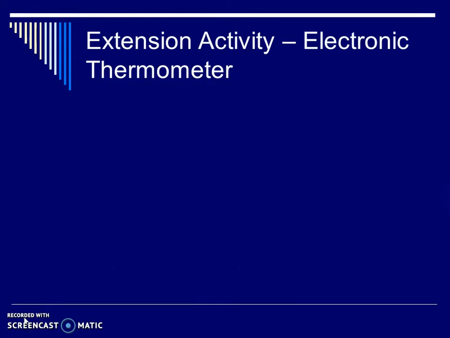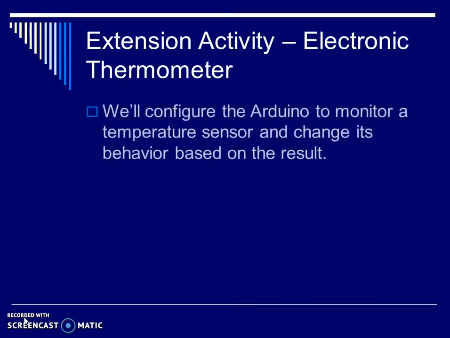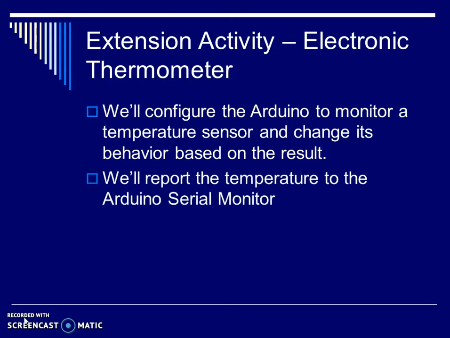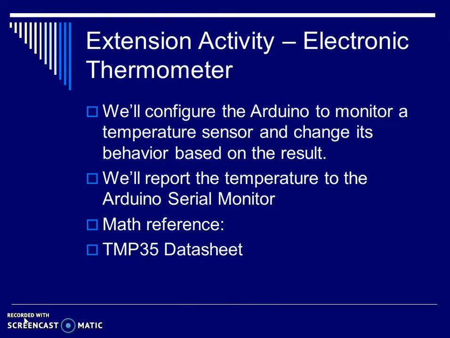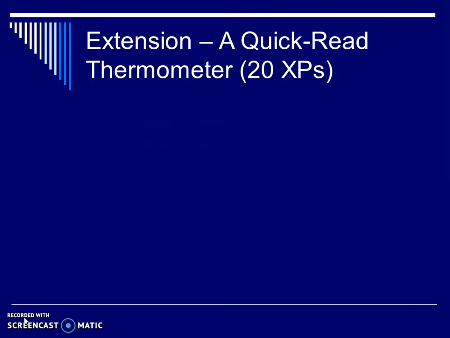Okay, so if you had an easy time with that activity, and probably you did, there is an extension activity you can work on, building an electronic thermometer from your Arduino. What we can do is we can configure it to monitor a temperature sensor and change its behavior based on the result from the temperature sensor. So for starters, of course, we'll use the serial monitor as we usually do when we're doing development, and report the temperature to there. And for the math reference, you can have a look at the TMP35 temperature sensor datasheet to see the math that you'll use in order to report that temperature to the serial monitor.